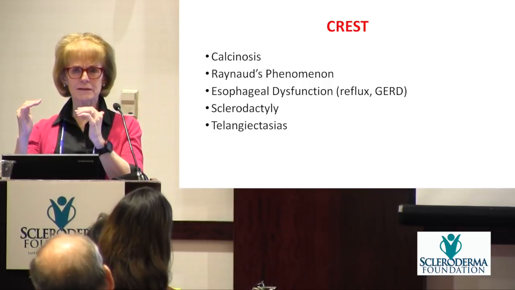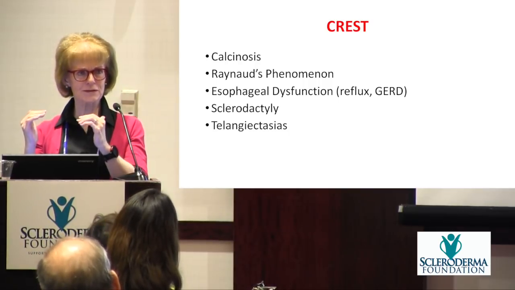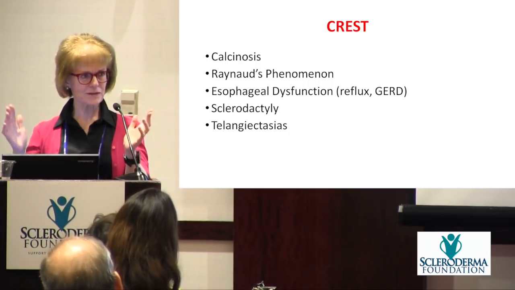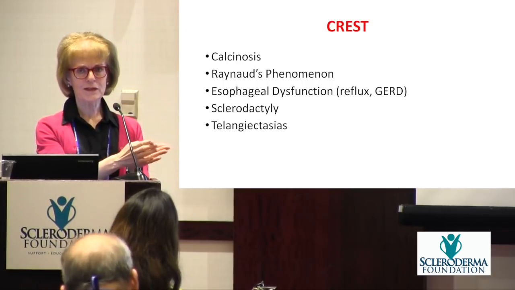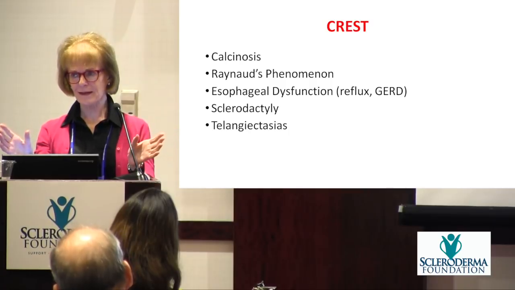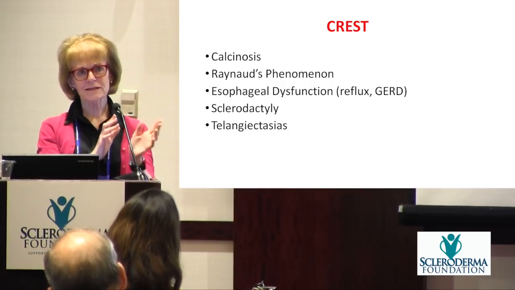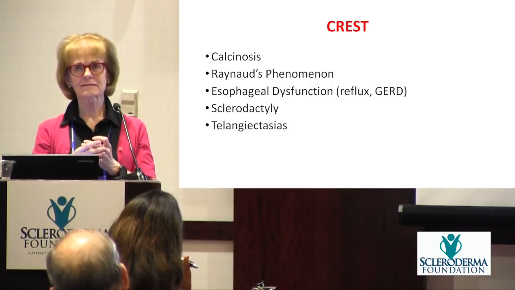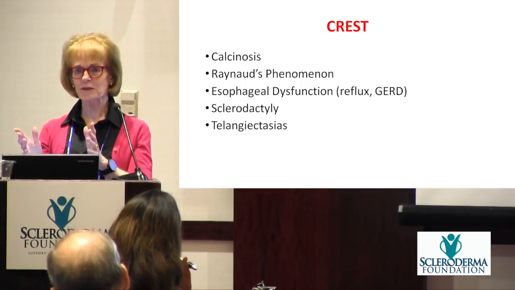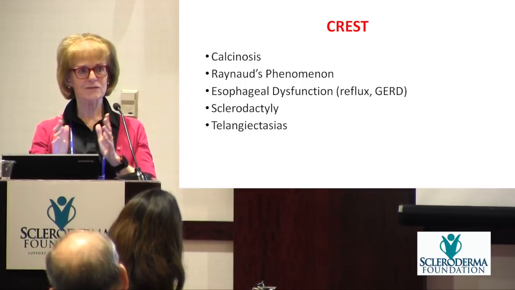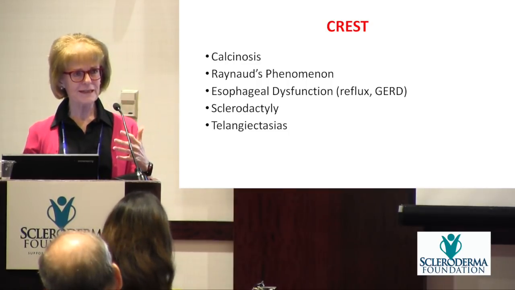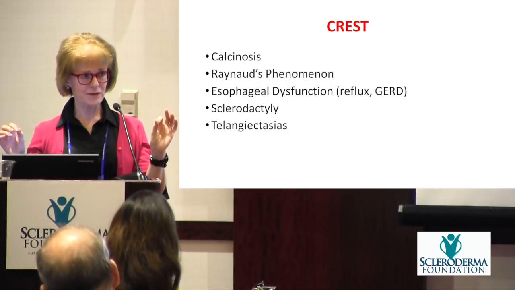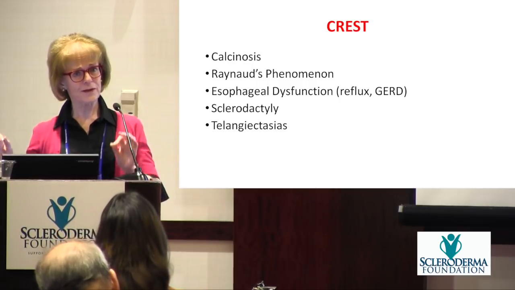The point of having subsections or sub-diagnoses of all of scleroderma is to say, well, if you have this form, then we can predict what's likely to happen. And the CREST syndrome does not distinguish people with more or less risk of developing internal organ disease. From a prognostic point of view, it's not very helpful.